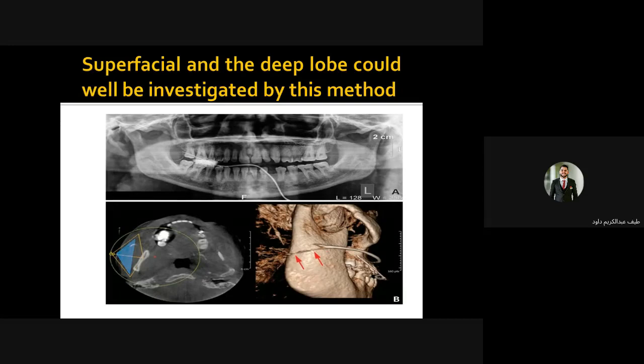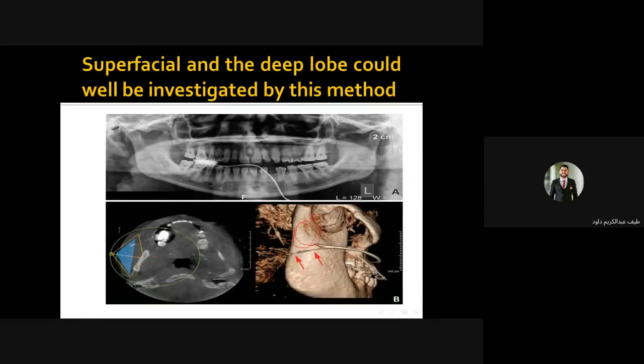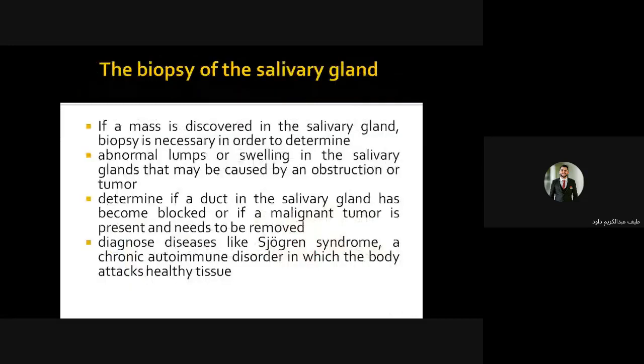The ramus of the mandible, the deep part, the cone beam is used in order to investigate the deep part, not the superficial part, of the parotid gland. And here we could take different manipulations. I can rotate the image in any direction and see it from several directions in order to know the extension if there is any tumor to the surrounding area, and I could also demonstrate if there is any swelling of the lymph nodes in the surrounding area.